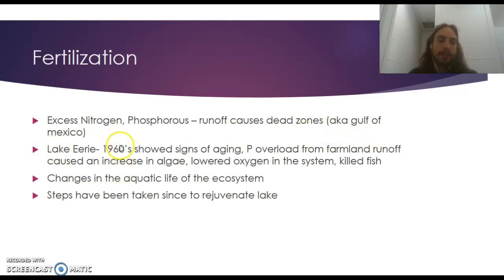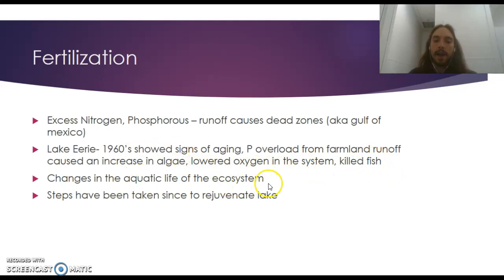So Lake Erie in the 1960s, I used to live right next to Lake Erie in Michigan. In the 1960s, Lake Erie showed signs of aging because it had a phosphorus overload from farmland runoff. It caused an increase in algae, which caused an increase in bacteria, which lowered the oxygen in the system, and it killed a bunch of fish.